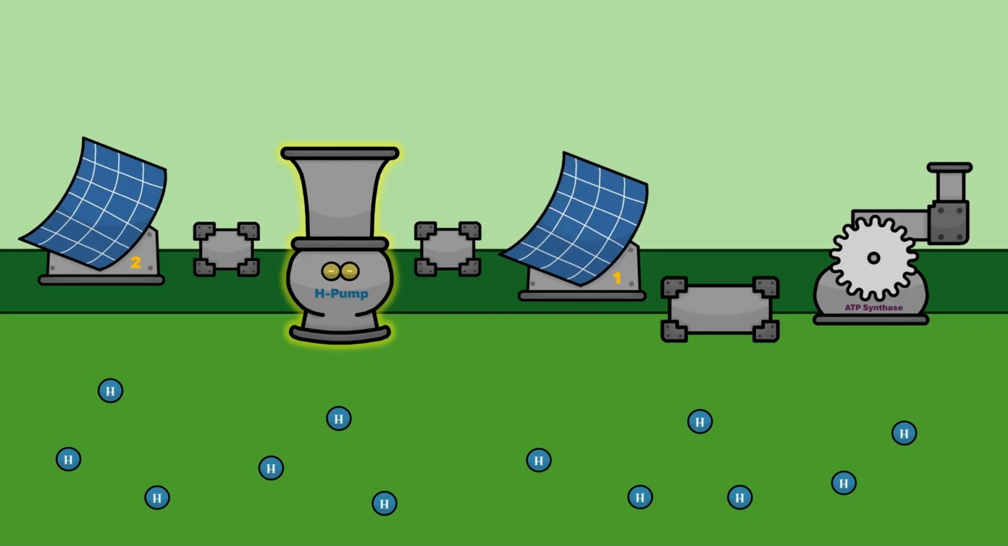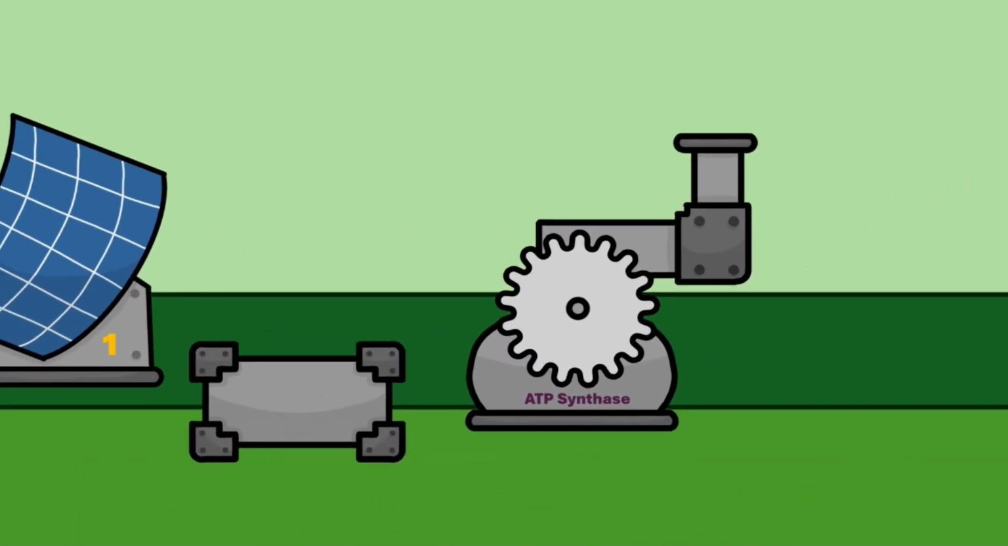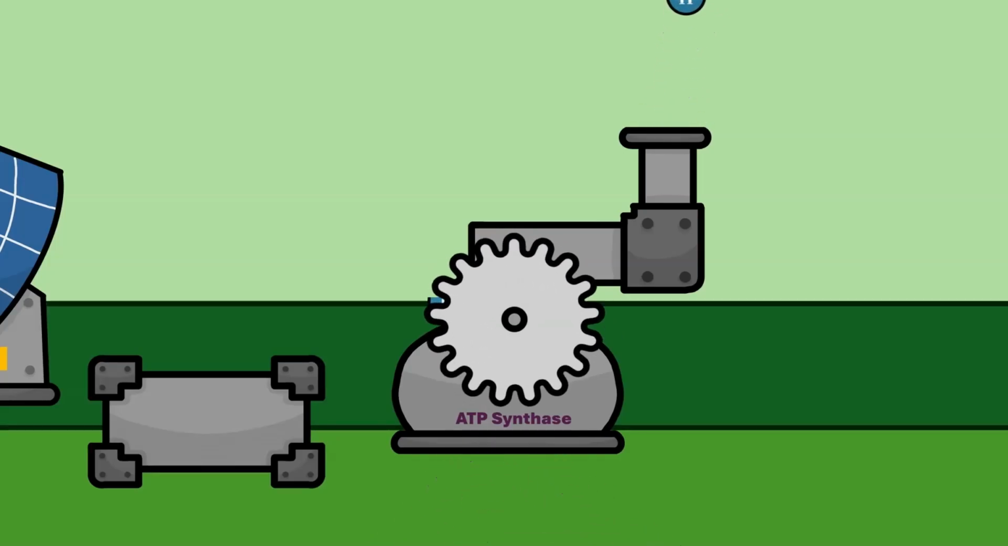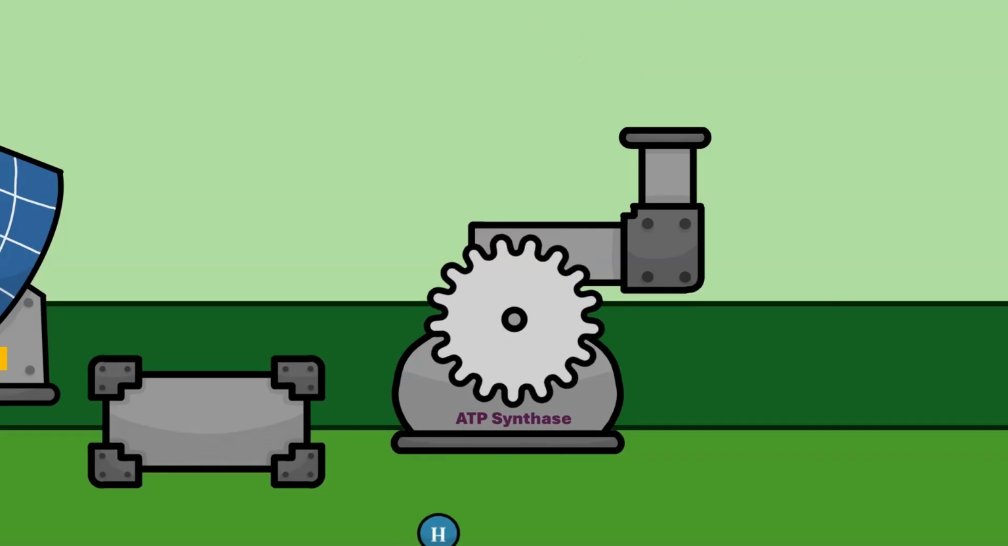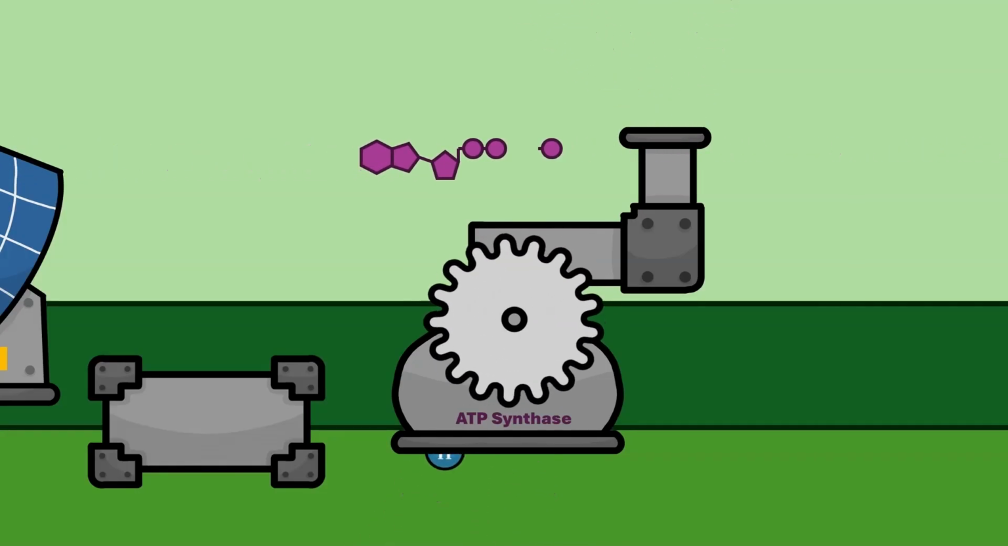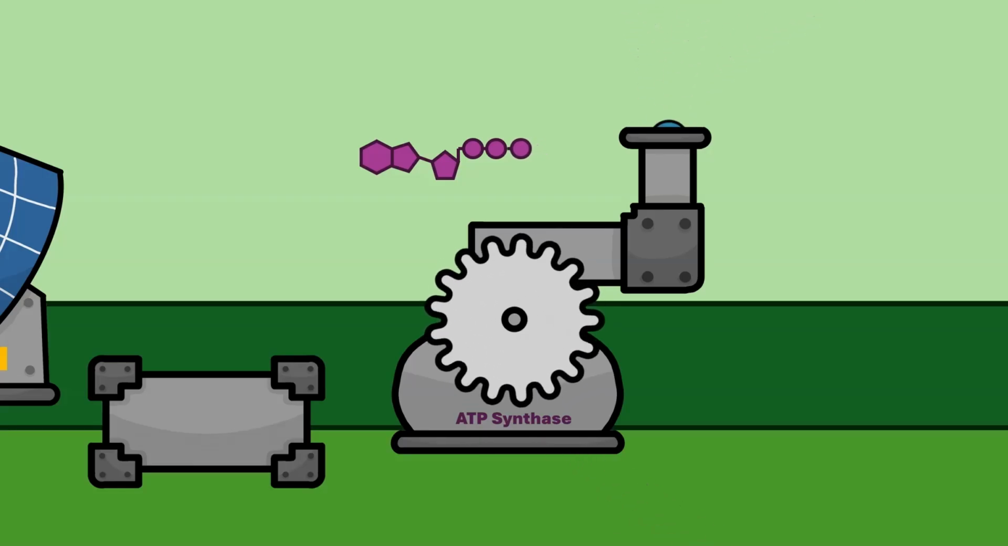Now you've got a concentration gradient of hydrogens itching to leave the thylakoid. And here is where that happens. The hydrogen ions begin leaving the thylakoid through the ATP synthase. As they leave, it causes ATP synthase to spin, making it bind ADP to phosphate, creating the much important ATP.